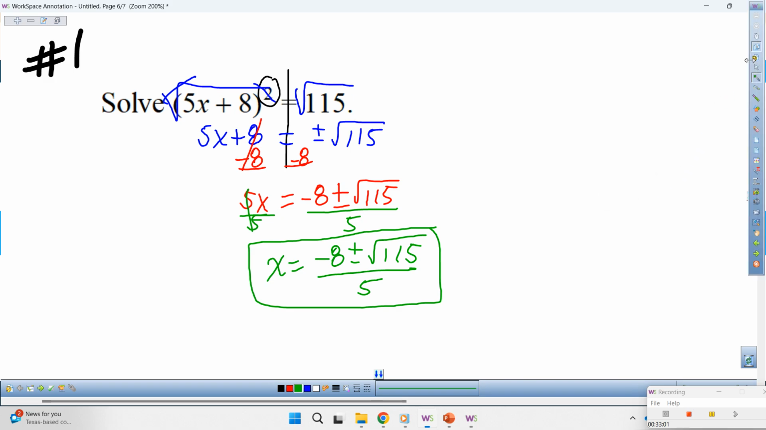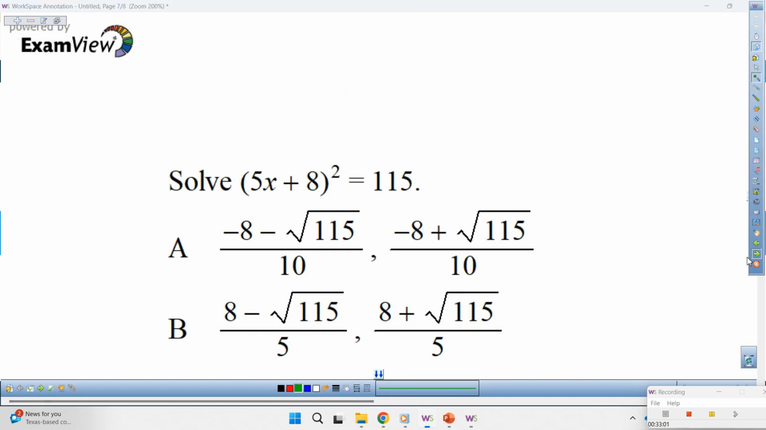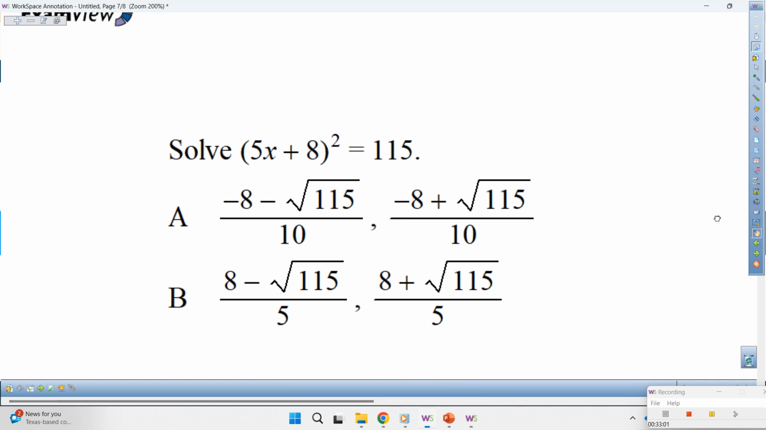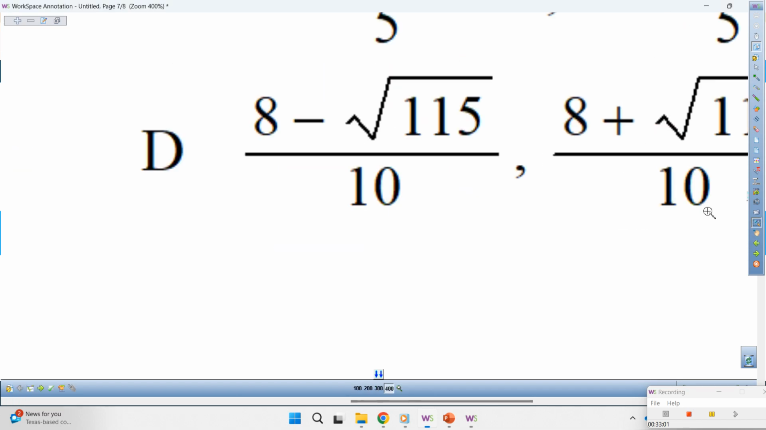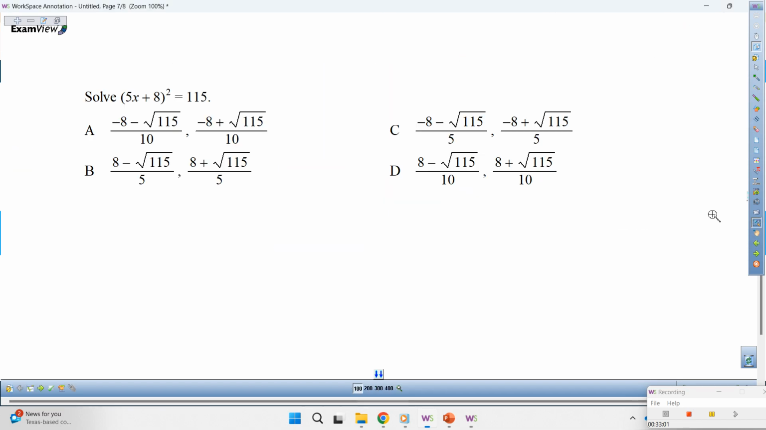All right, let's see if they give us those options. Tell me which one of the, oh, sorry. Let me zoom out. Which one of those is the solution to that? And let them know why.